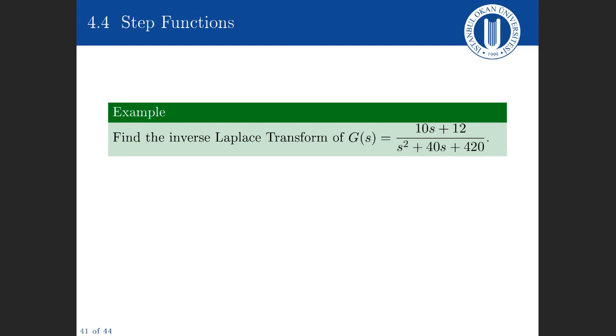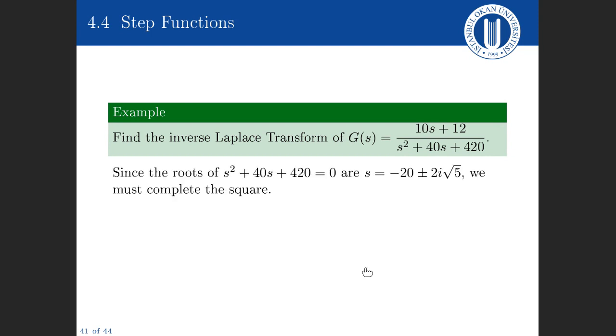Final example of today's lesson. Find the inverse Laplace transform of (10s + 12) over (s² + 40s + 420). First, we ask, what are the roots of the denominator? Actually, they're complex numbers, minus 20 plus or minus 2i root 5. So we don't want to use partial fractions. Instead, we want to complete the square.